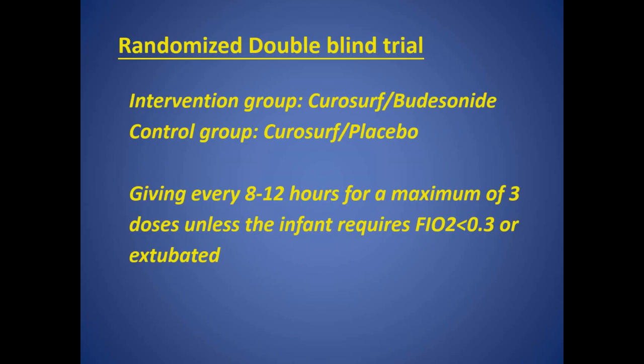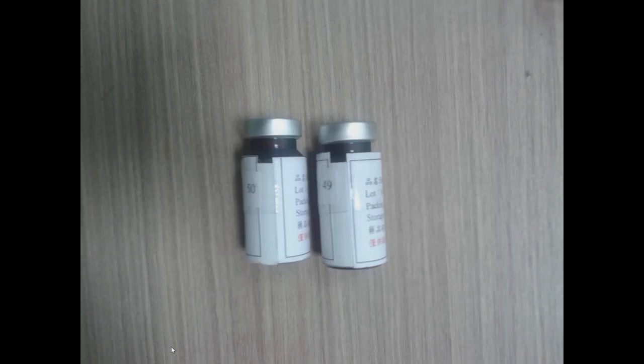But this is double-blind. In the intervention group, we give curosurf with budesonide. In the control group, we give curosurf with placebo. For placebo, we use normal saline. You know that normal saline is an electrolyte. They don't affect the surface tension at all. And we give every 8 to 12 hours by maximum 3 doses, unless the infant requires FiO2 less than 30% or is extubated. This is double-blind.